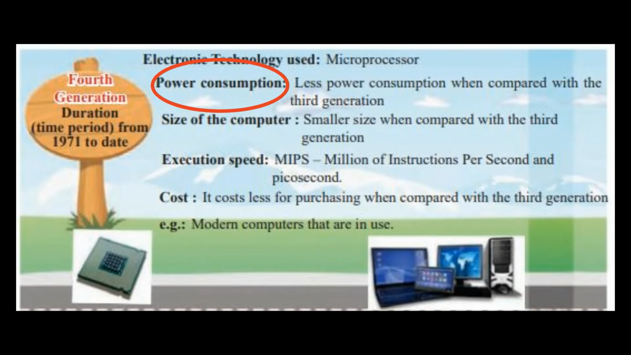In fourth generation, smaller size computers were used when compared with the third generation. The execution speed includes millions of instructions per second and picosecond. Fourth generation computers cost less for purchasing when compared with the third generation, and examples include modern computers that are in use.